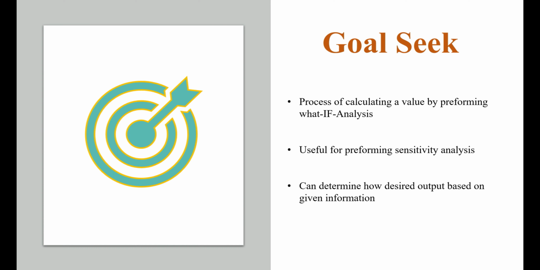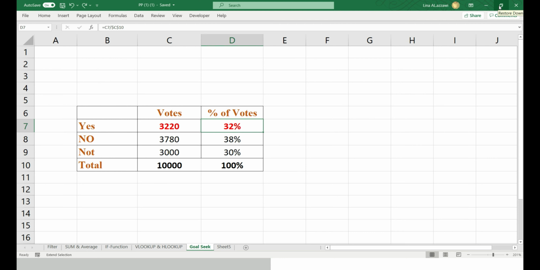So let us take an example. If a formula for revenue is equal to the number of units sold multiplied by the selling price, goal seek can determine how many units have to be sold to reach 2 million of revenue if the selling price is known. Let us take an example and see how goal seek works.